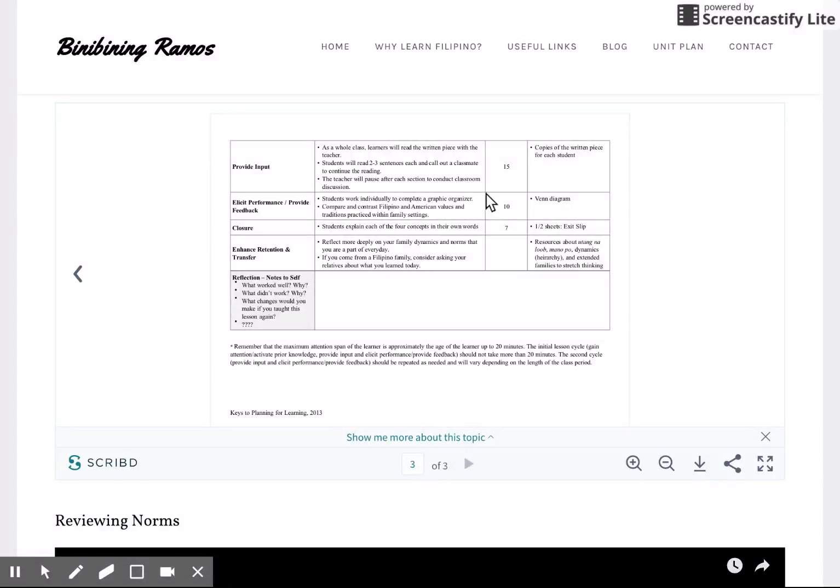And then after that, I will have students complete a Venn diagram. A Venn diagram is basically 2 circles with a part of each circle overlapping, and it will be a good visual for students to use to be able to compare Filipino and American values and see how they differ, but also see that they are sometimes similar.